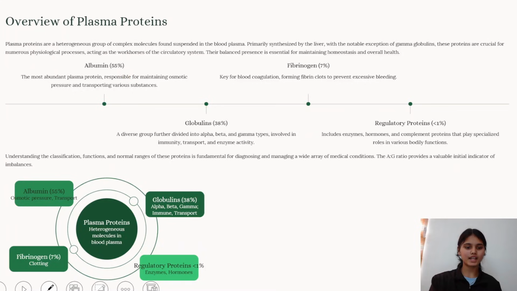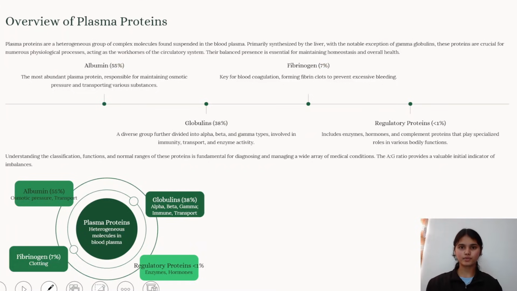Now, albumin is a very important and abundant plasma protein and has various functions such as maintaining the plasma oncotic pressure or the colloidal pressure, so the osmotic pressure, and transport of various substances. Fibrinogen is mainly related to the process of blood clotting. Globulins are mainly related to immunity or the defense function of the body. Albumin is about 55% of the total, fibrinogen is 7%, and globulins are 38%.